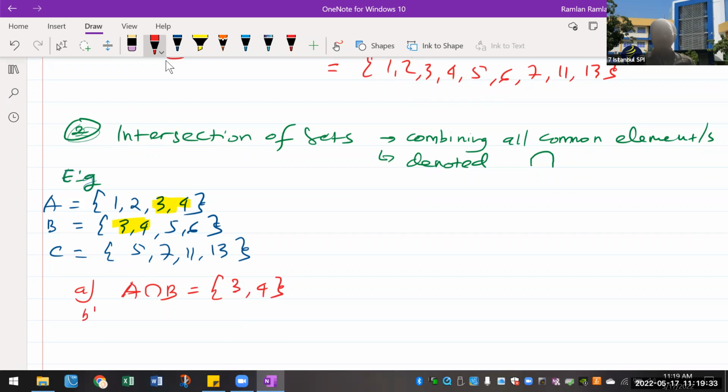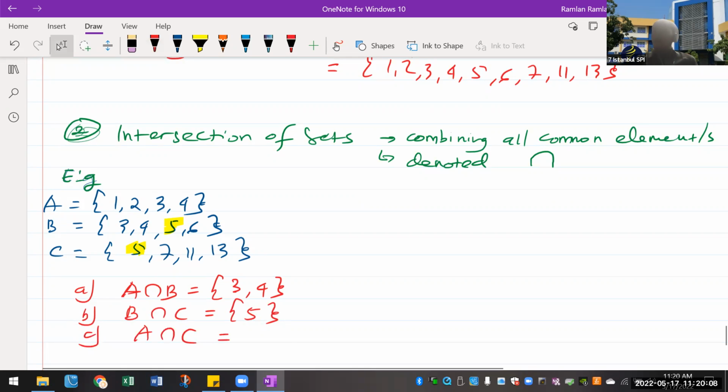Next question, B intersection C. The same thing, right? We only need to focus on set B and set C, and see whether there are any common elements. Yes, we have, which is this one. That is the only element that is the same in B and C. So it's going to be just the 5.